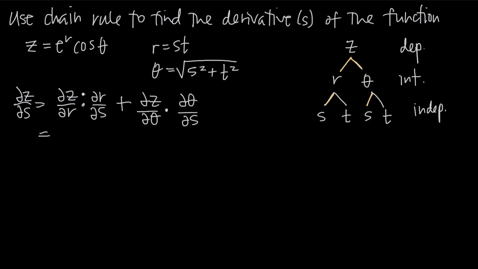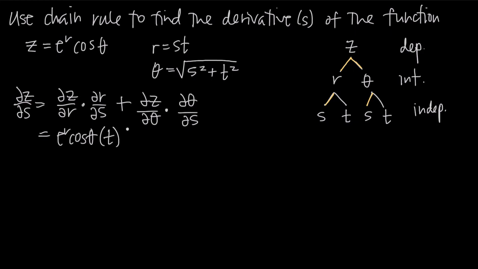So here we're going to say the partial derivative of z with respect to r. So we find our equation for z. We want to find the partial derivative with respect to r. Well, cosine theta is just going to act like a constant coefficient in front of the e to the r. The derivative of e to the r is just e to the r. So this is going to stay the same. We're going to get e to the r cosine of theta. Then we have to multiply that by the partial derivative of r with respect to s. So if we come over here to r, we want to take the partial derivative with respect to s. Well, t is just going to be a constant coefficient, and the derivative of s is going to be 1. So we're going to get t times 1, or just t. So we're going to multiply this by t.